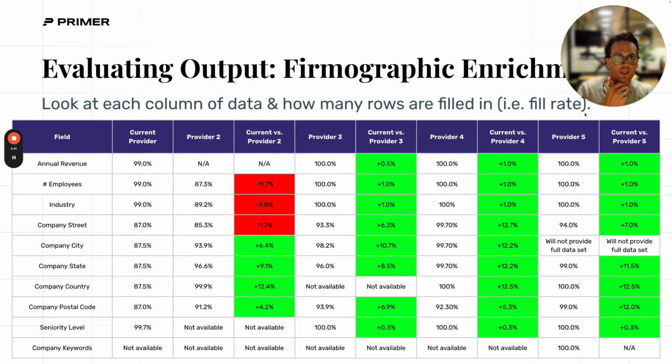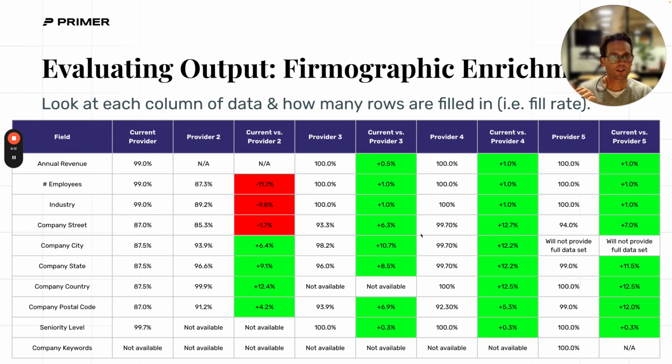The next step is we're going to look at that firmographic enrichment and dig in to see the fill rate of each field and to see how much more we could get from another data provider versus what we currently have. So for example, we look at this first row, annual revenue. We see that our current provider provides it 99% of the time. Provider 2 doesn't provide it at all. Provider 3 has 0.5% more than our current provider, and so on and so forth.